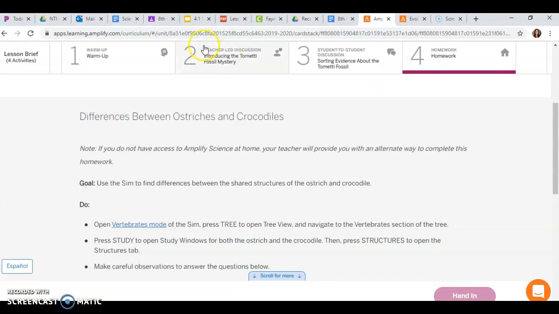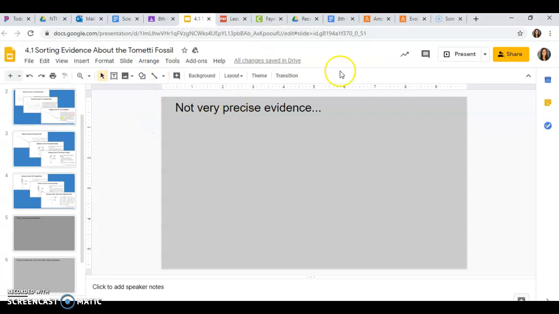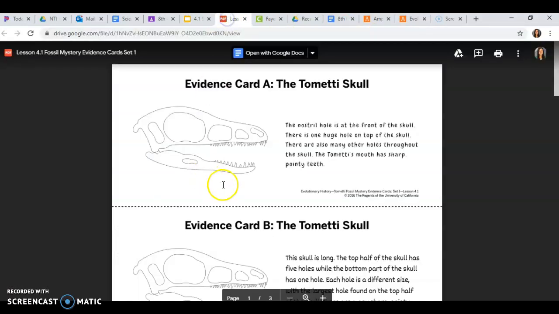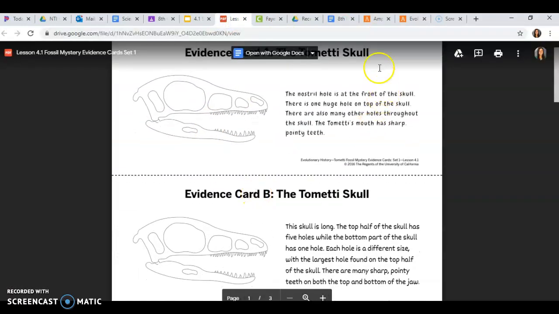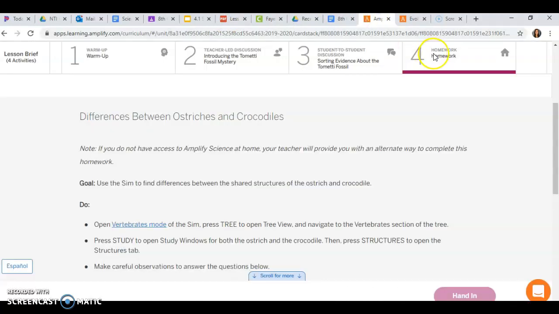So quick recap. Warm up. This is just information, but you will need to submit the assignment in Google Classroom, which is this. And don't forget, these will be attached for you to look at. And then do the homework and hand in, and that is it for 4.1. And that means you are done with NTI days 7 and 8.